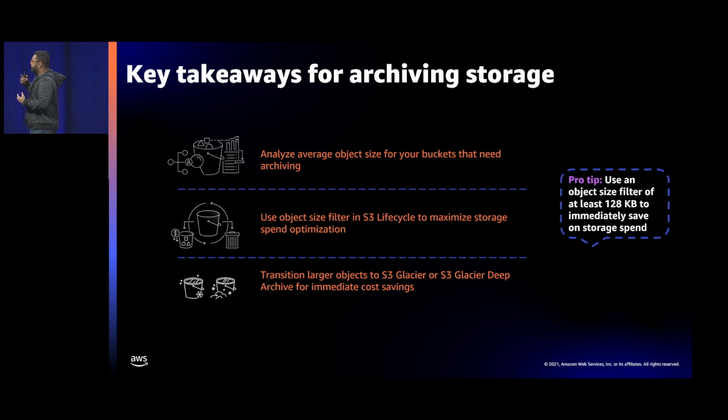So if I wanted to give you one next step for today, it is to go to your bucket, and if you see a lifecycle transition policy to Glacier or Deep Archive, turn on the object size filter for a minimum object size of at least 128 kilobytes, or a little bit more if you'd like to save even more money.